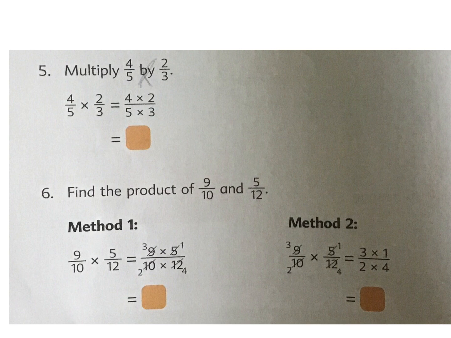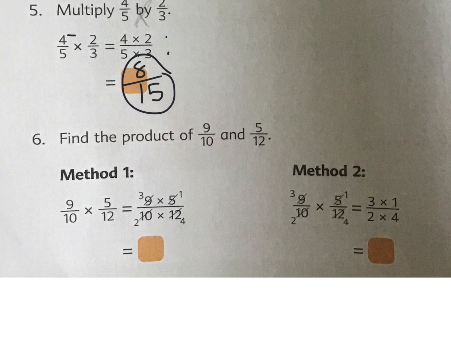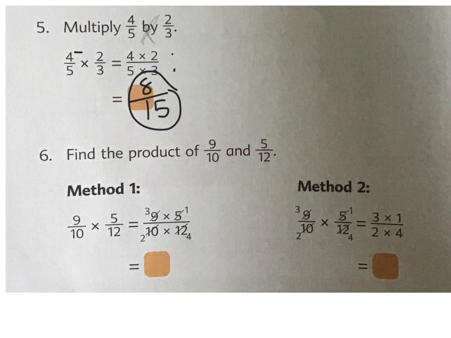Anyways, one way we can do that is to multiply the numerator times the numerator, so 4 times 2, and denominator by denominator, 5 times 3. 4 times 2 is 8, 5 times 3 is 15. Notice it is reduced. Today what we're going to be doing is reducing it before we actually find the product.